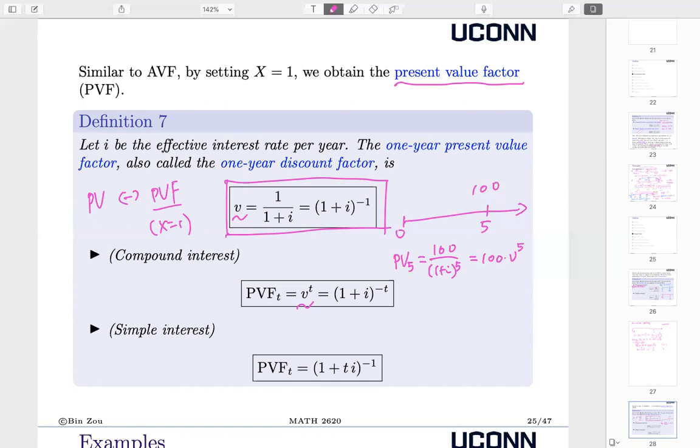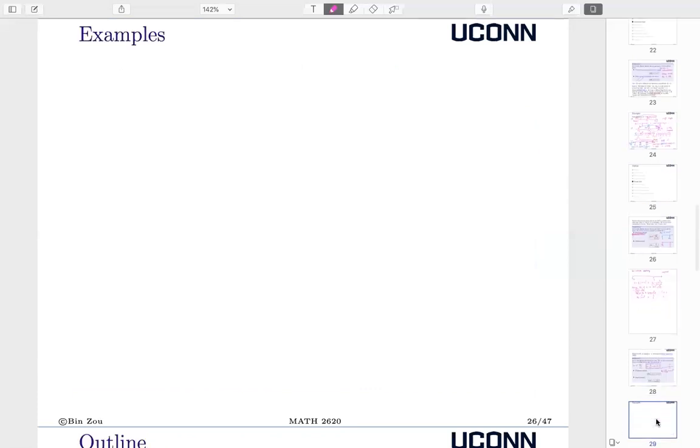By the way, here does not need to be 5, so I can try 5.5. The computation is very straightforward. But for the simple interest rate discounting, it's slightly more complicated because t goes inside the (1 minus ...), right? So it's slightly more complicated than the compound interest rate when we do the discounting. So now let's do the examples.